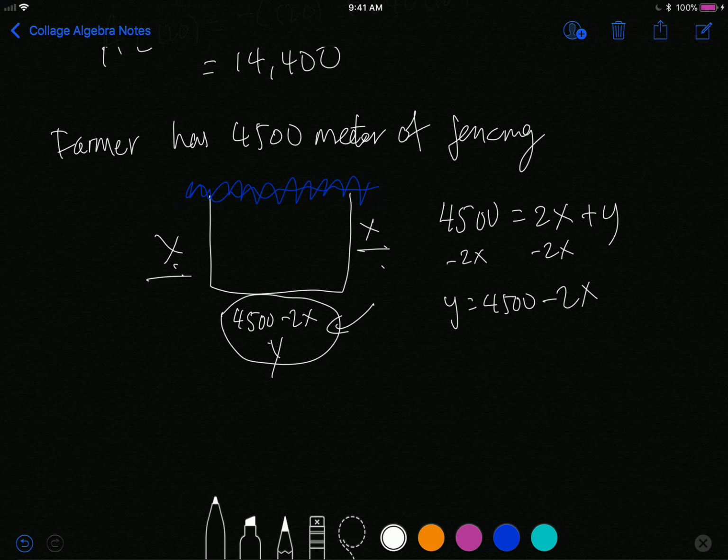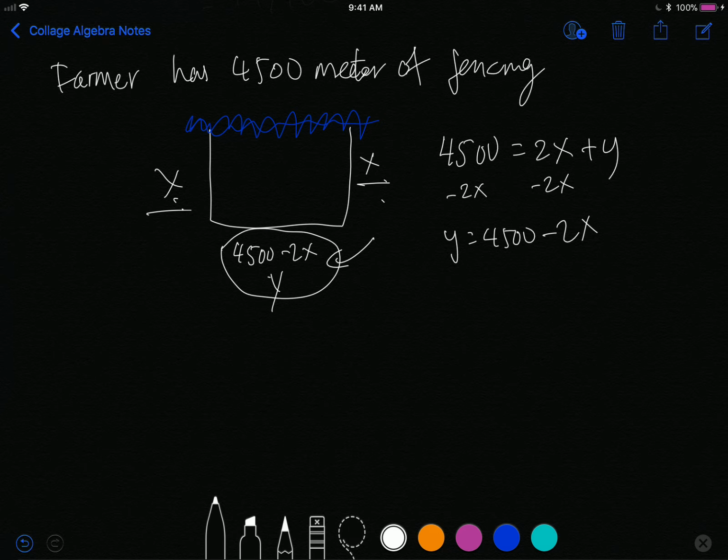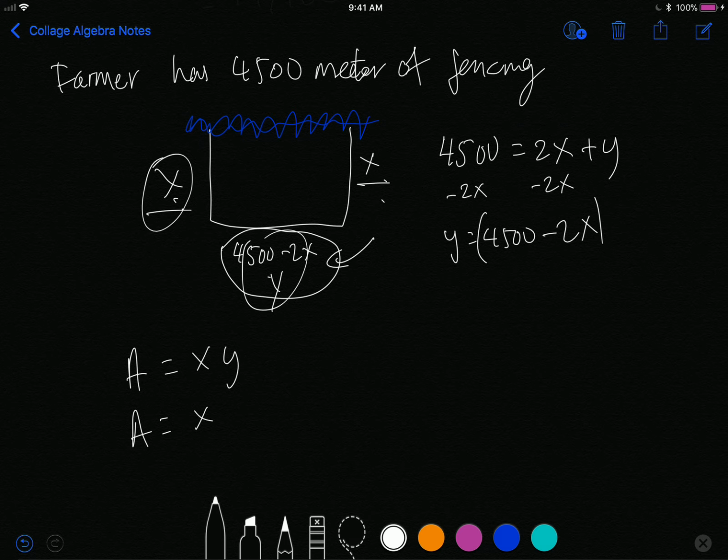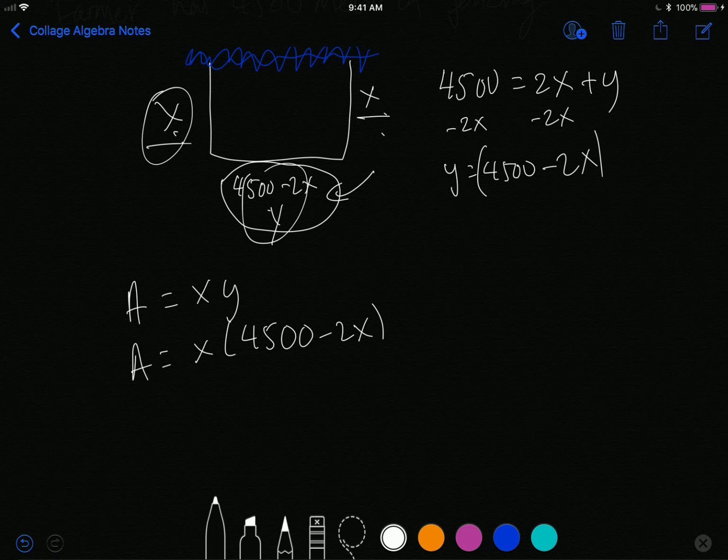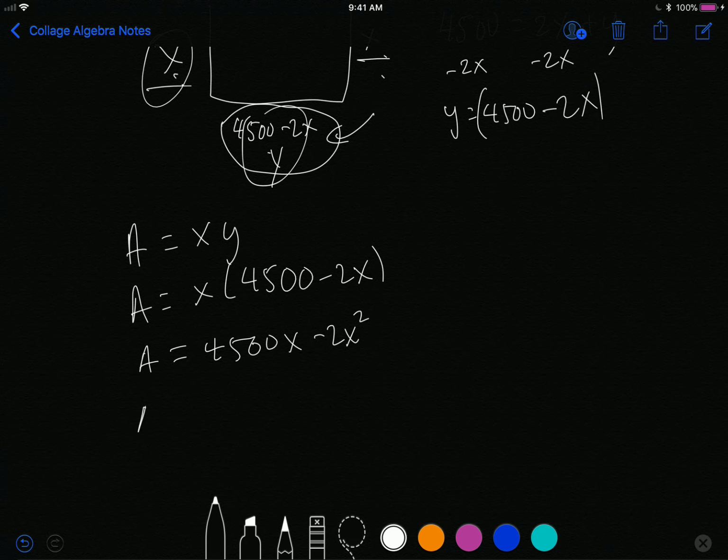Now that I have this, I know my area is length times width. x times y is my area. But I know that y is equal to this. So my area is equal to x times 4,500 minus 2x. Similar to what we had a while ago with the w. And so we get the area is equal to 4,500x minus 2x squared. And of course, that is negative 2x squared plus 4,500x. So again, a function that opens downwards.